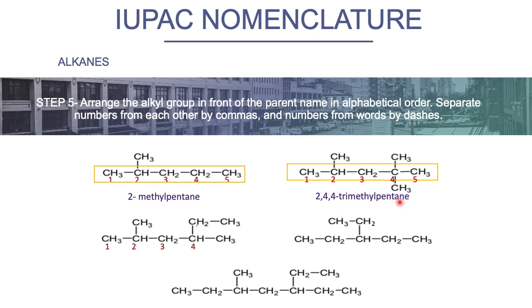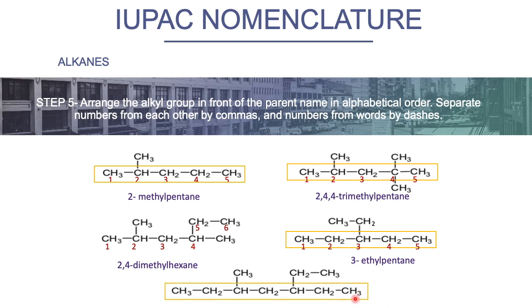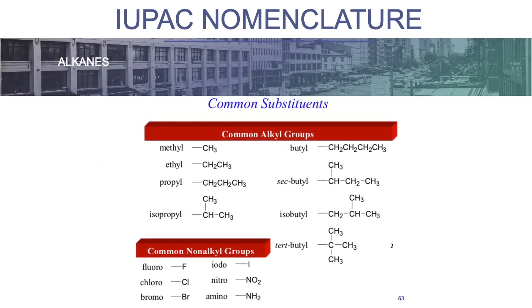Now for the third one, we saw that the parent is a hexane chain. So now it becomes 2, 4 dimethyl hexane. This one is 3-ethyl pentane because the parent is a pent chain. And the last one, we have a heptane chain. So this becomes 3-ethyl 5-methyl heptane. So that is all about naming these alkanes.